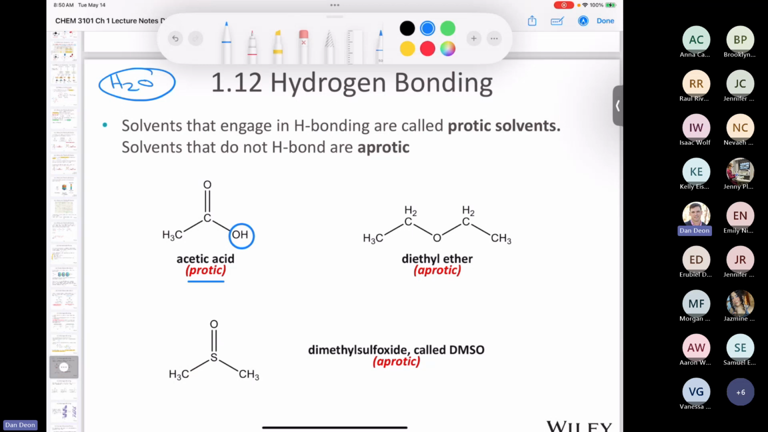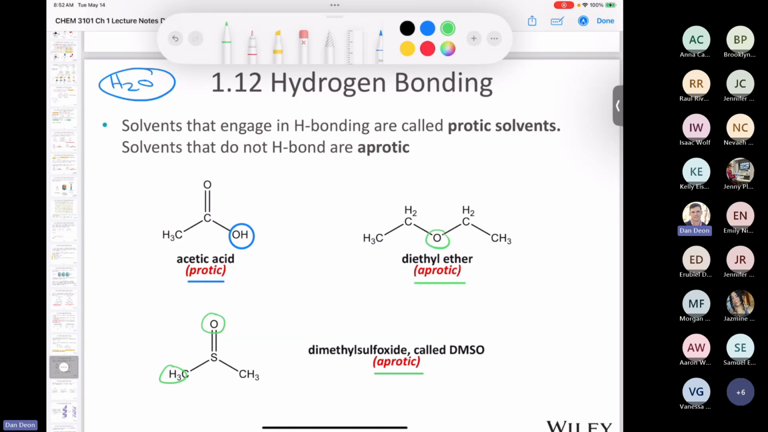Now, if you look at DMSO, dimethyl sulfoxide, I'll use green. We say this is aprotic because, yeah, you do have an oxygen, but it's not bound to a hydrogen. You have hydrogens, but they're not bound to fluorine, oxygen, or nitrogen. Same thing with diethyl ether. It's got a beautiful oxygen in it. There's an oxygen in here.